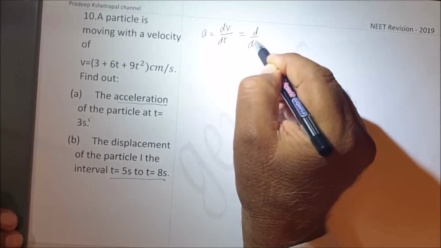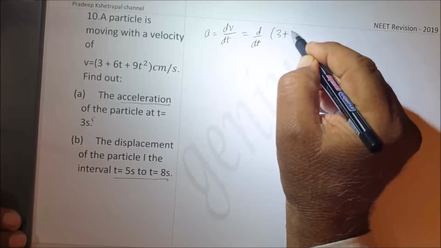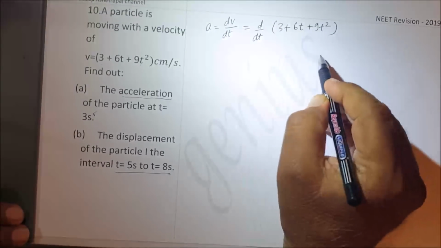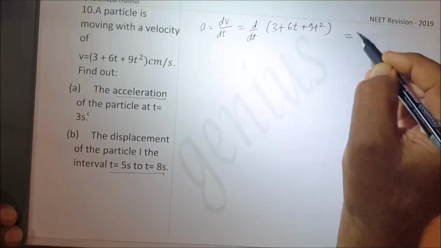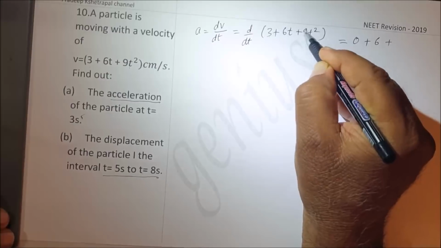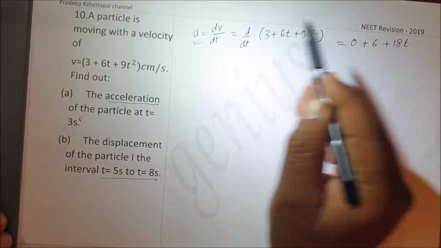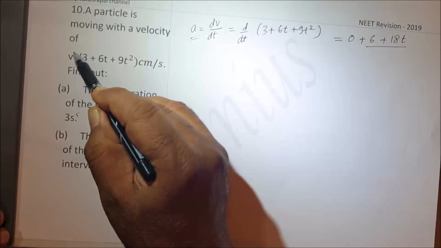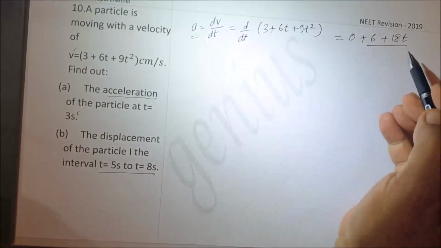So the same thing, d by dt, of the value of v, that is 3 plus 6t plus 9t square. Differentiating, d by dt of 3 is 0, d by dt of 6t is 6, and for 9t square, 9 2s are 18t. So this acceleration has the expression 6 plus 18t. This is from velocity to acceleration by a single differentiation.